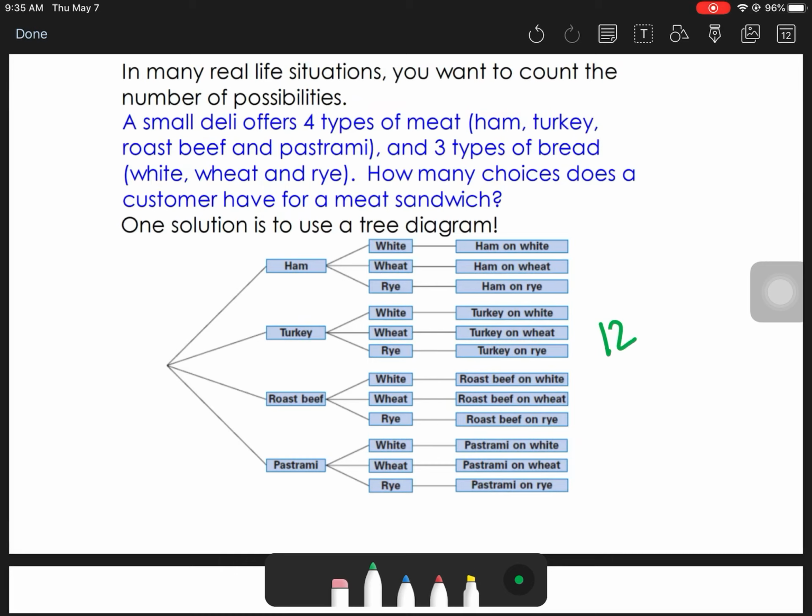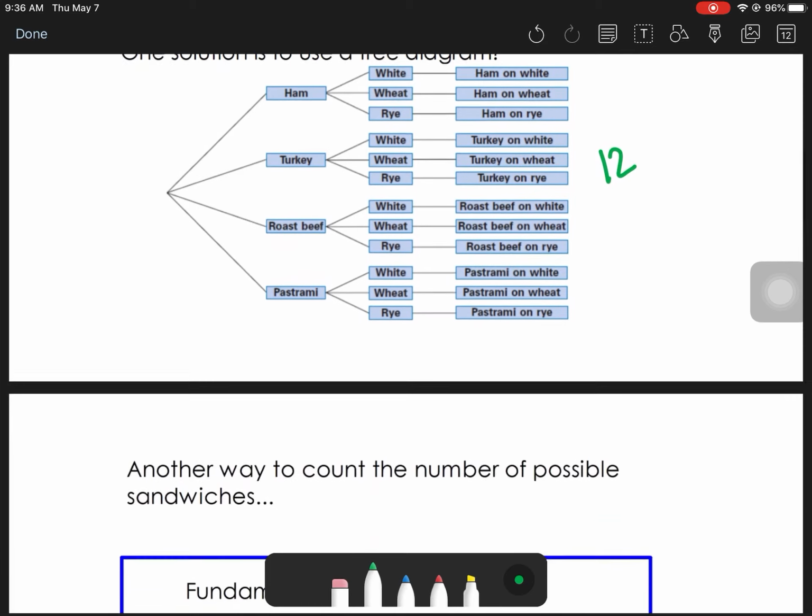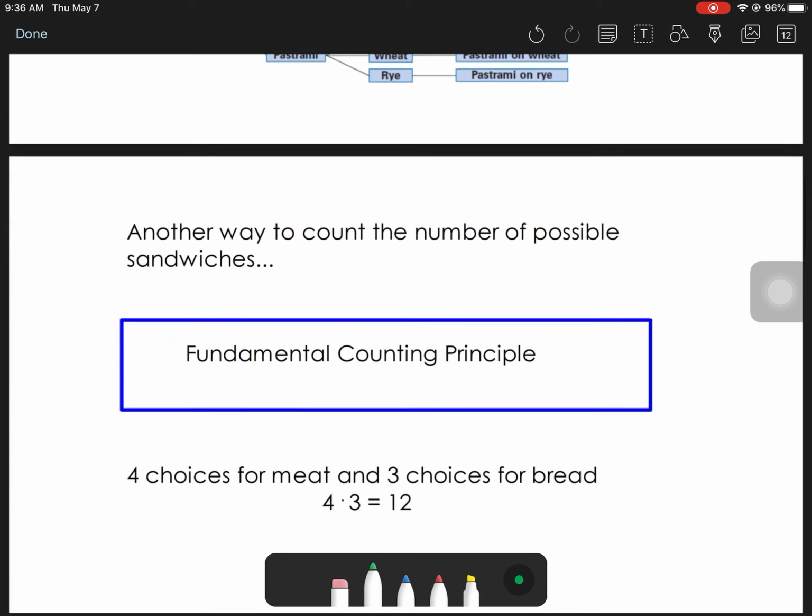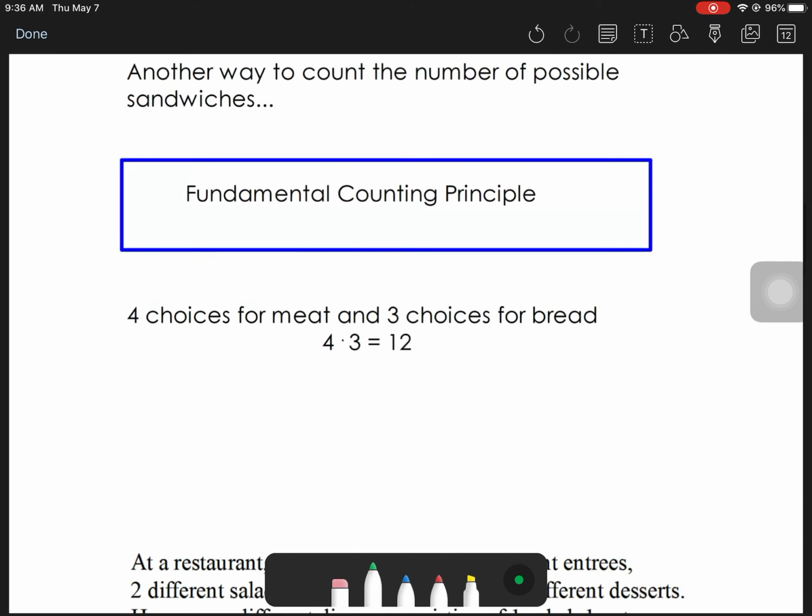But you can see that there might be a problem with that, because what happens if we have a much larger amount of offerings? For example, let's say we put in not only the meat, but we had toppings as well. Our tree diagram would get huge. But maybe some of you figured out that we could simply multiply the meat choices by the bread choices, and that is called the fundamental counting principle.